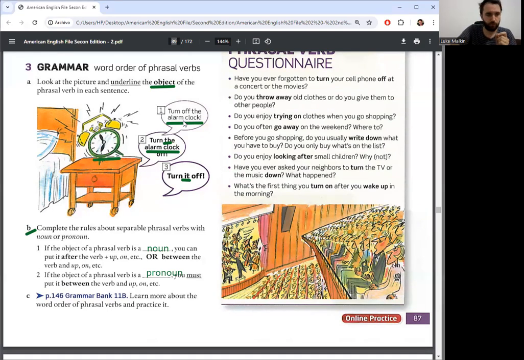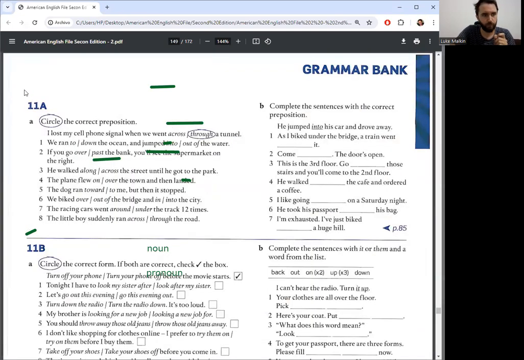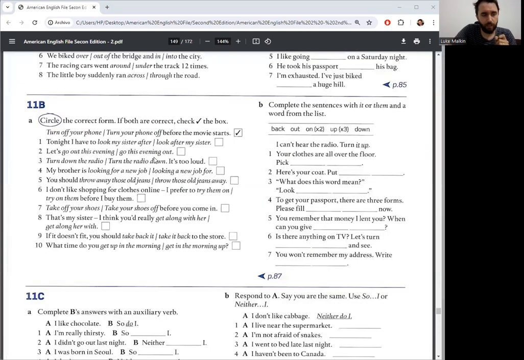Let's check this with some practice on page 146. Okay, 11b, circle the correct form, but if both forms are correct, check the box. For example, turn off your phone and turn your phone off before the movie starts. Both are good. Turn off is separable. You can put the object inside or outside that phrasal verb. Okay, pause and complete 10 questions. Circle one, the other, or check for both.